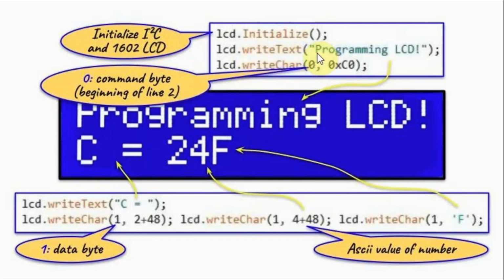Function writeText allows me to display up to 16 characters text within double quotation. Function writeCharacter enables me to send a byte. This byte could be a command byte or a data byte. 0 means command, 1 means data. So this command byte is beginning of line 2. Function writeCharacter with the first argument value of 1 means we have a data byte to be sent. So we can either send a numeral between 0 and 9, but we have to send the ASCII value, or we can send a character within single quotation.